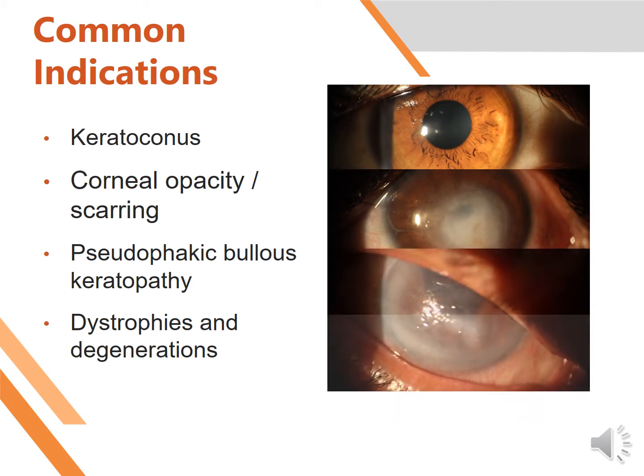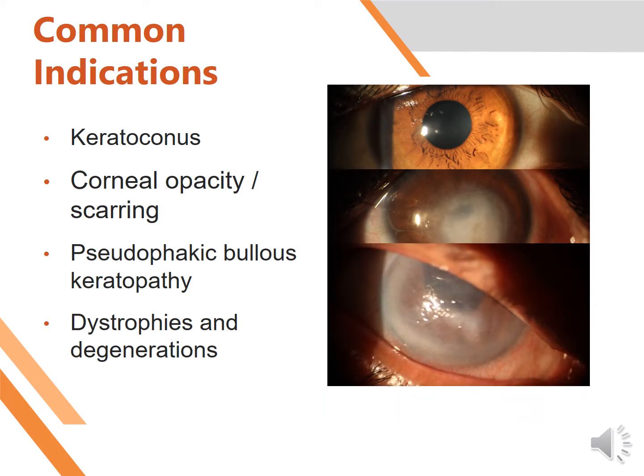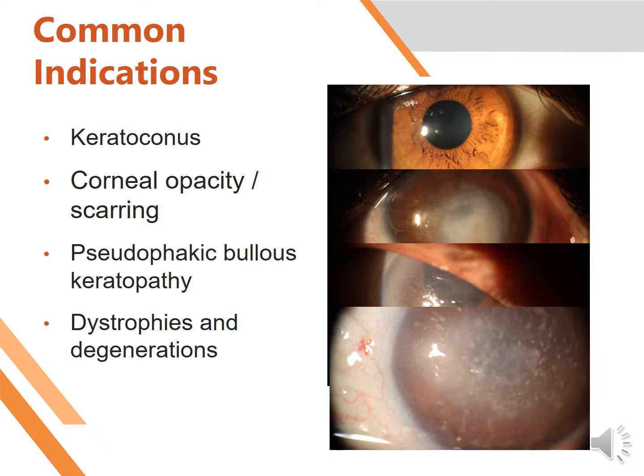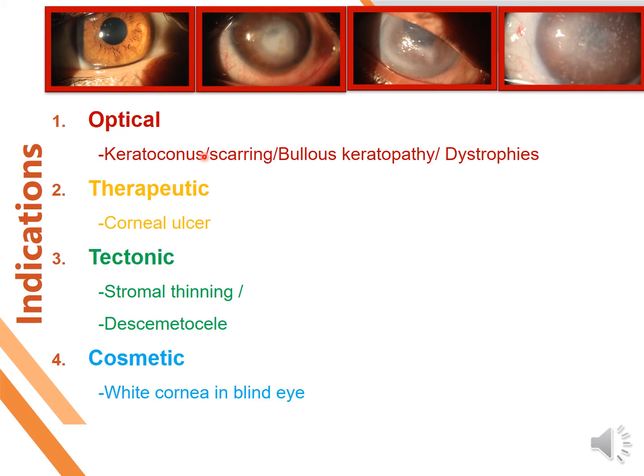Pseudophakic bullous keratopathy is another indication in which the corneal endothelium is damaged and the cornea cannot pump out the water and gets waterlogged and causes pain and decreased vision. And the fourth common indication is corneal dystrophies and degenerations. All these four indications are called optical indications for the keratoplasty. So keratoconus, corneal scarring, bullous keratopathy, and dystrophies, they are all the optical indications for the keratoplasties.